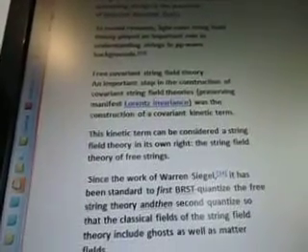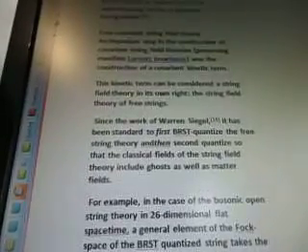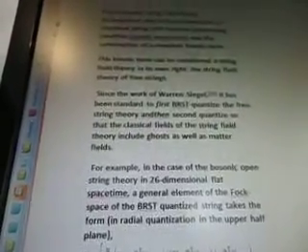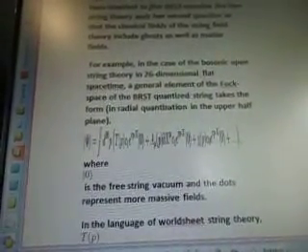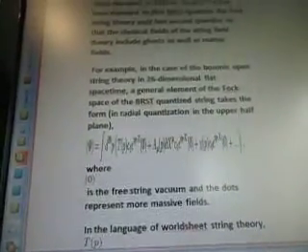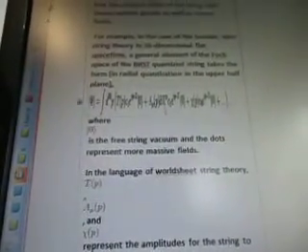This kinetic term can be considered a string field theory in its own right, the string field theory of free strings. Since the work of Warren Siegel, it has been standard to first BRST quantize the free string theory and then second quantize, so that the classical fields of the string field theory include ghosts as well as matter fields. For example, in the case of the bosonic open string theory in 26-dimensional flat spacetime, a general element of the Fock space of the BRST quantized string takes the form in radial quantization in the upper half plane.